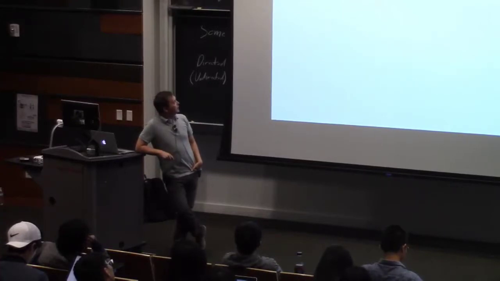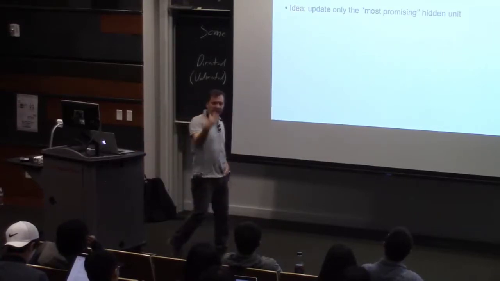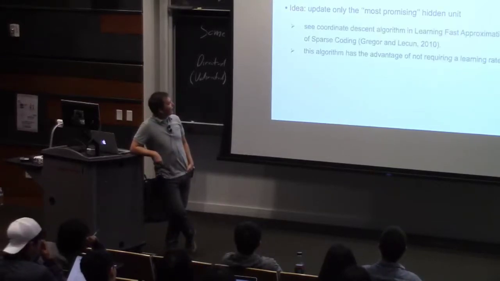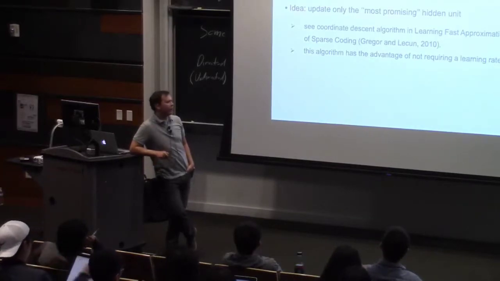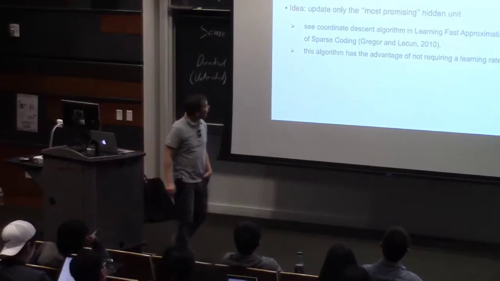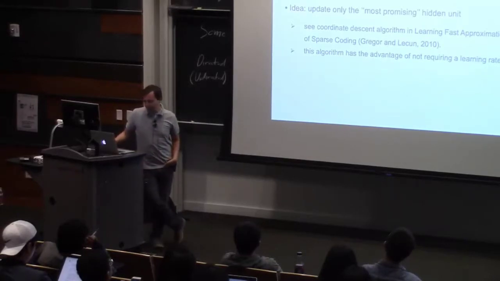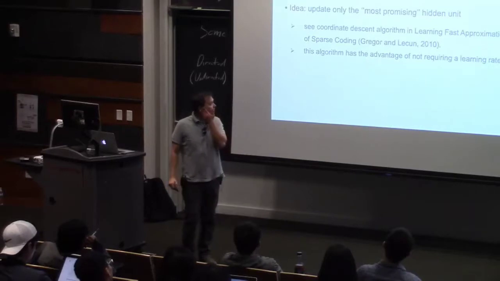Now, the ISTA algorithm updates all hidden units simultaneously. But at the same time, it's a little bit wasteful if some of them are already set at 0. If your hidden units are already set to 0, or already converged, there's no reason to update them. So you can update the most promising hidden units. There's been a lot of work, if you're interested, on the coordinate descent algorithm and learning fast approximations of sparse coding. And this algorithm also has the advantage that it doesn't require a learning rate.